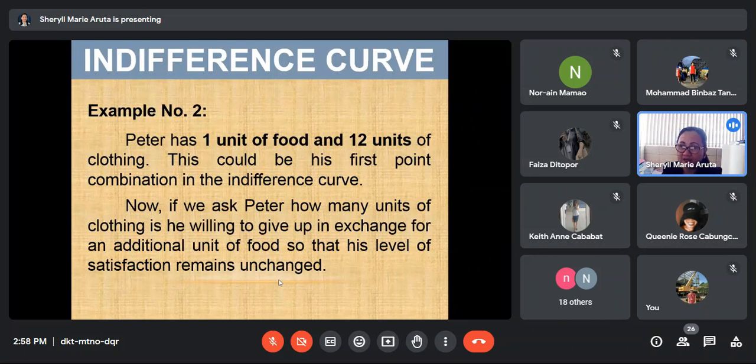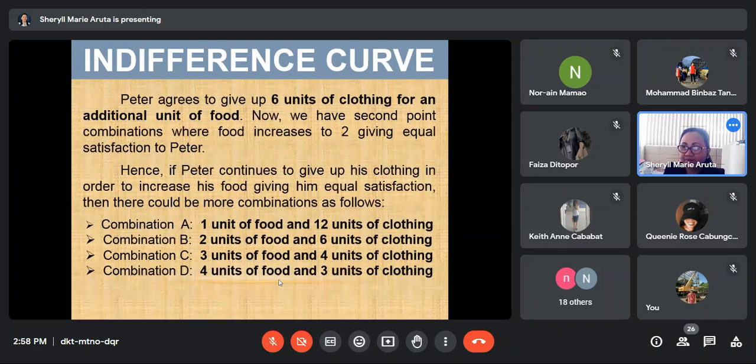This could be the possible combinations that Peter will have to decide among the market basket of food and clothing. So, if we ask Peter, how many units of clothing are you willing to give up in exchange for an additional unit of food so that his level of satisfaction remains unchanged? So this time, Peter is given the decision. And this is different from example number 1.